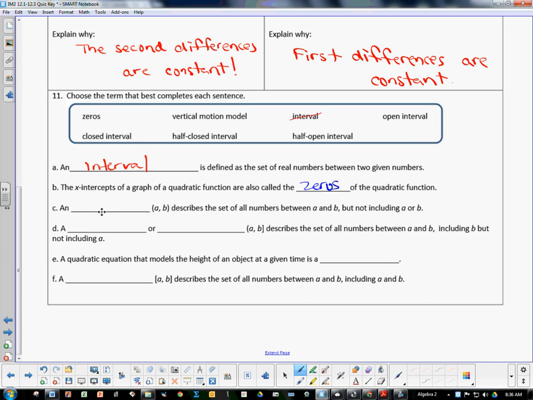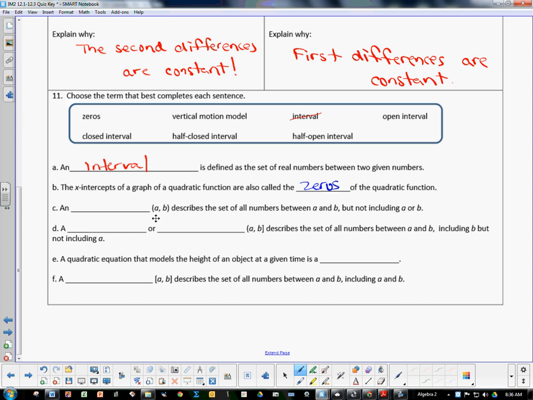And blank AB describes the set of all numbers between A and B, but not including A or B. So it's not including because you see parentheses. Parentheses do not include. So what is this? It's an open interval. If it's closed, then it includes those endpoints. Okay, it's inclusive. And then this one is not.